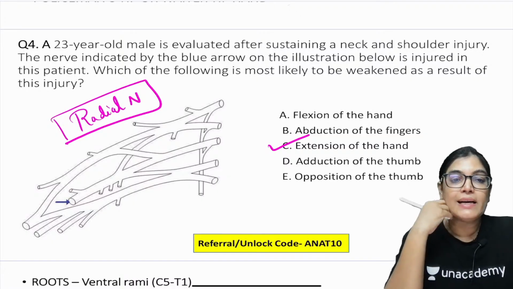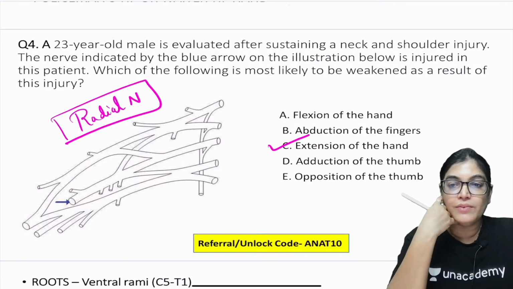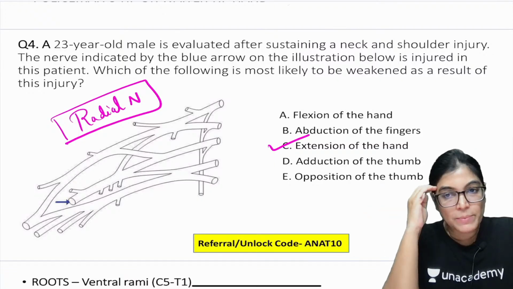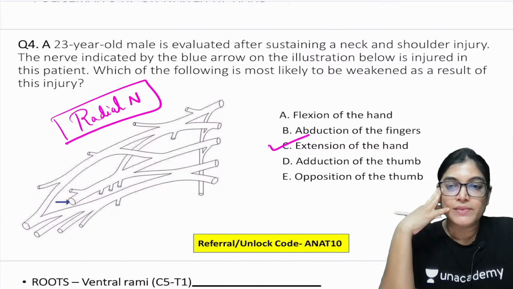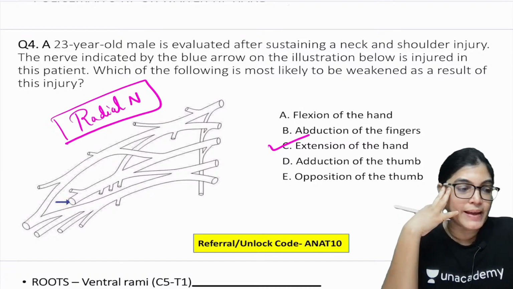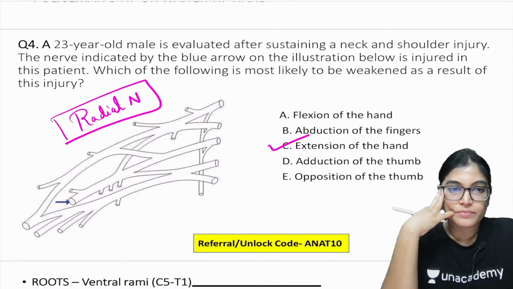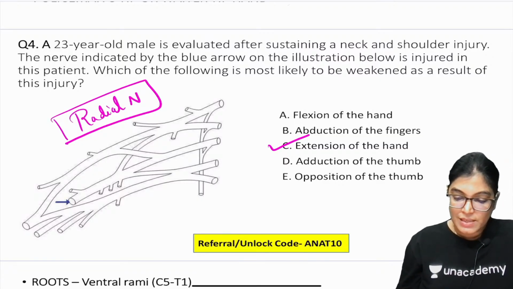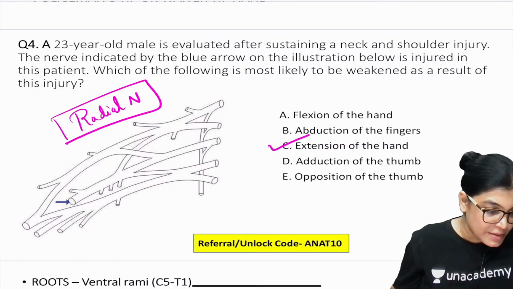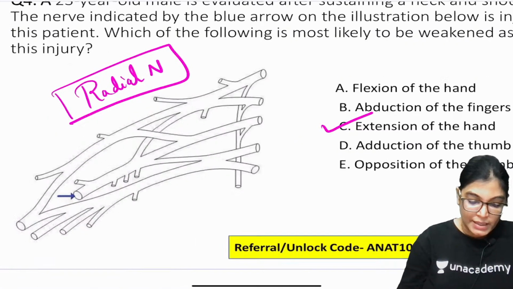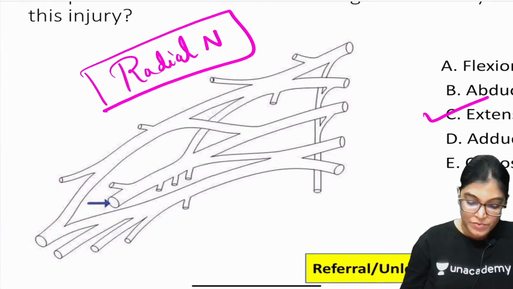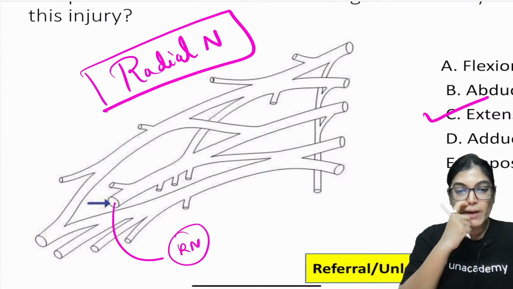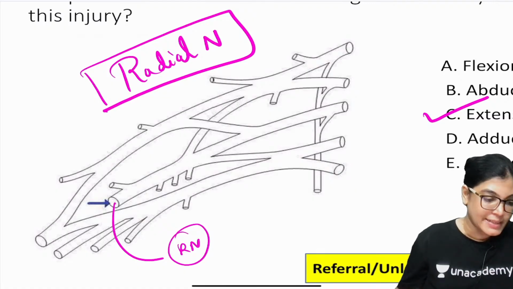So clearly you have to identify the nerve. Quickly I will again show you the important nerves from the branches here. So here the radial nerve is involved. Which nerve is involved here? The radial nerve is involved. A 23-year-old male is evaluated after sustaining a neck and shoulder injury. Middle trunk, no dear, this is the nerve you have to identify. This is the radial nerve, the largest branch of the brachial plexus.